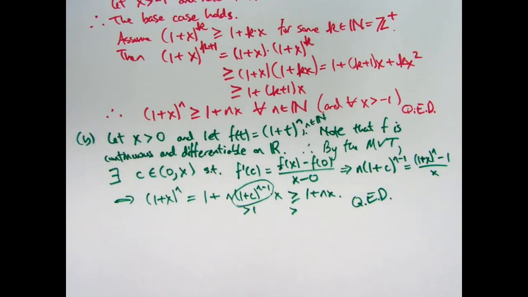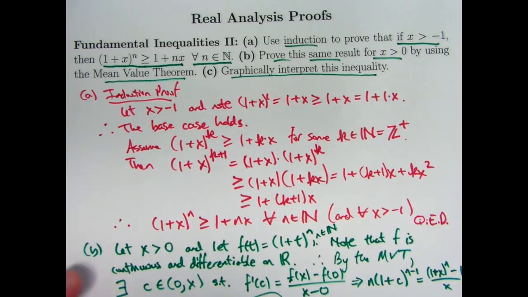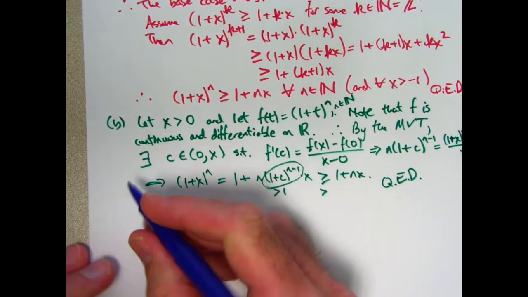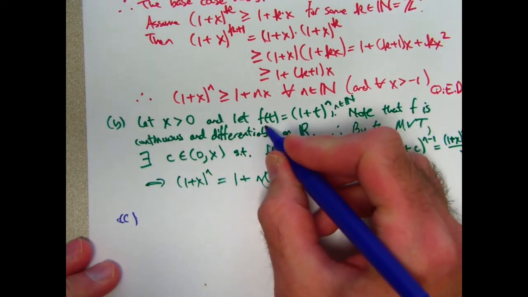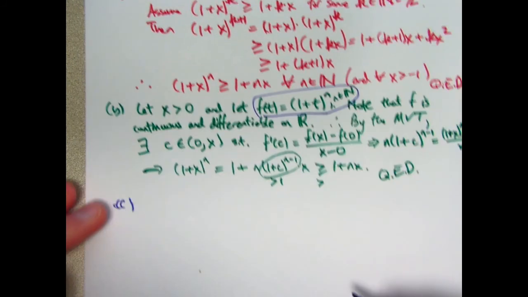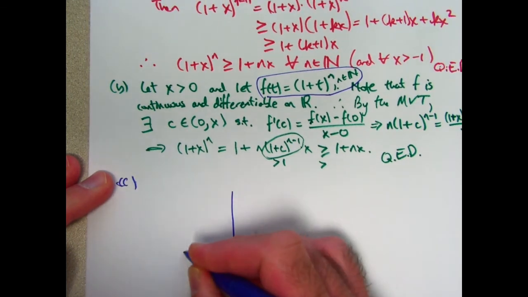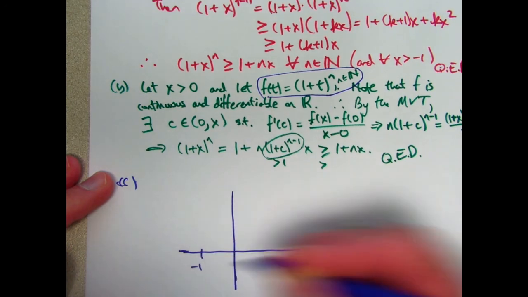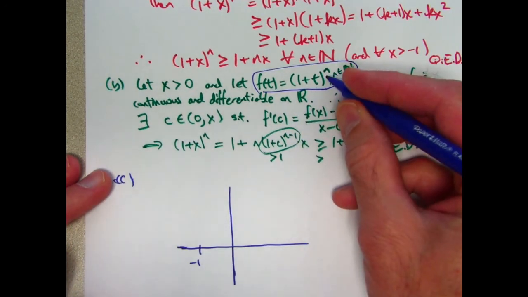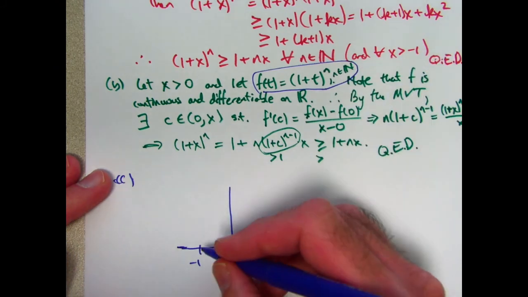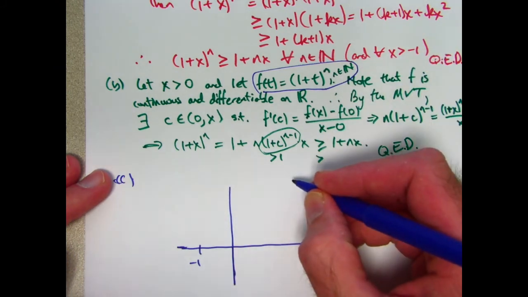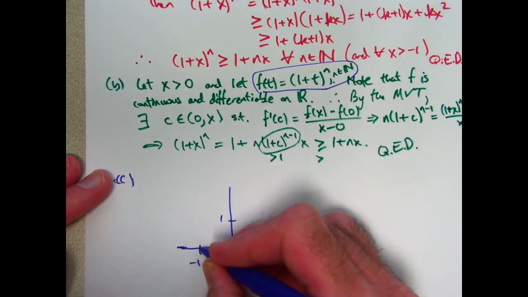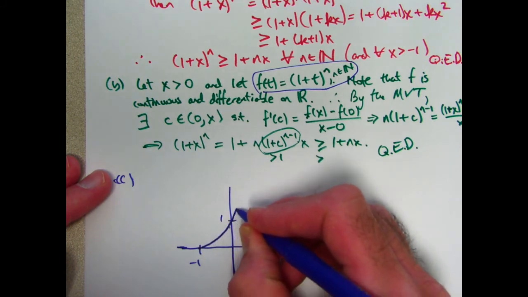Part C, graphically interpret this inequality, is what part C says to do. Think about it in terms of the function. This function here. Graph that function. When the input is bigger than -1, n is a positive integer here, 1, 2, 3, 4, 5, 6, etc. In the case where n is 1, it would be a graph that would be a straight line with a slope of 1. In general, when n is bigger than 1, like 2, 3, 4, 5, 6, etc., the graph will look like this.